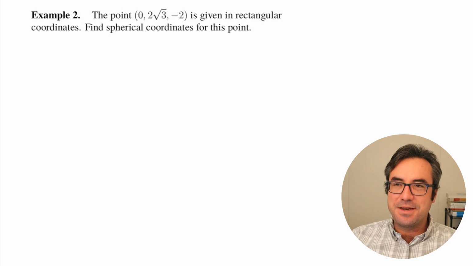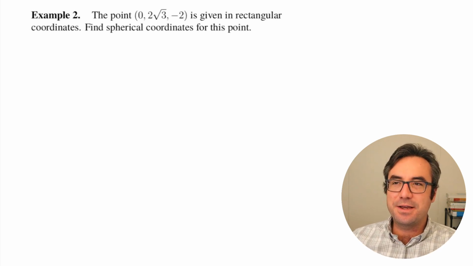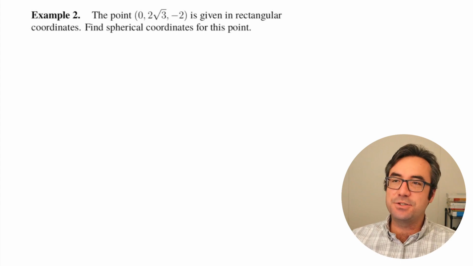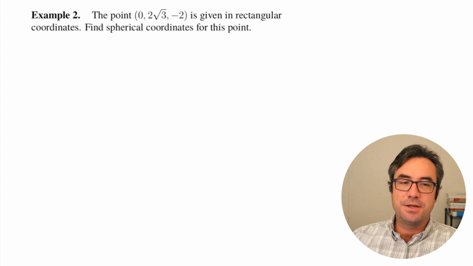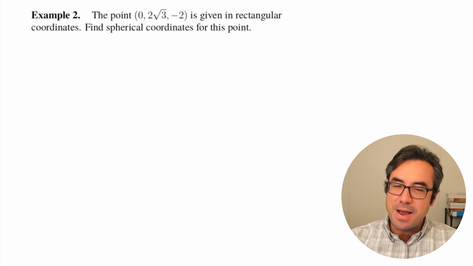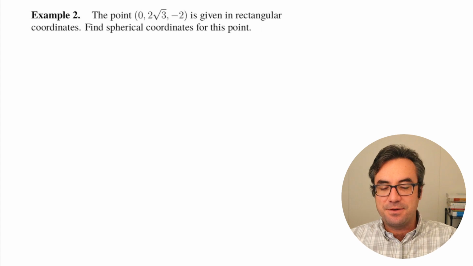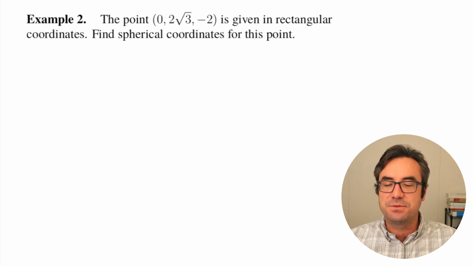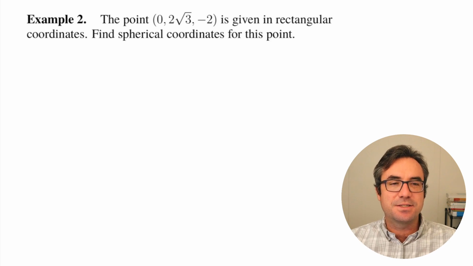All right, what about the next one? We have this point 0, comma 2 square root 3, comma negative 2. Now this one's given in Cartesian coordinates, and we want to find the spherical coordinates for this point. So kind of going back takes a little bit more work because we actually have to solve some trigonometric equations, which, not too bad, but it takes a little bit more work.